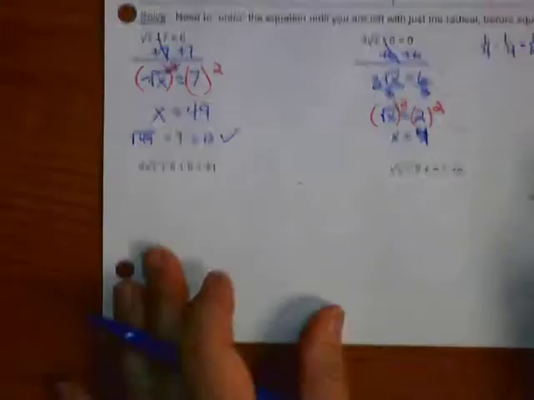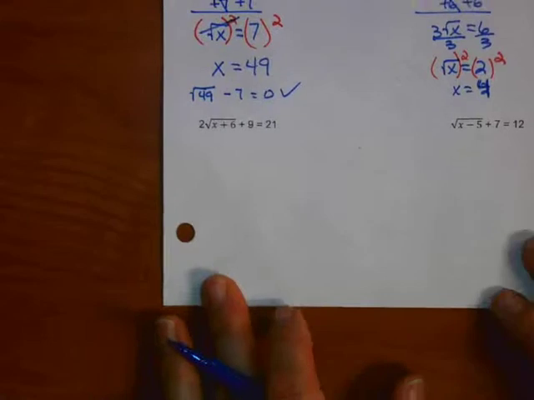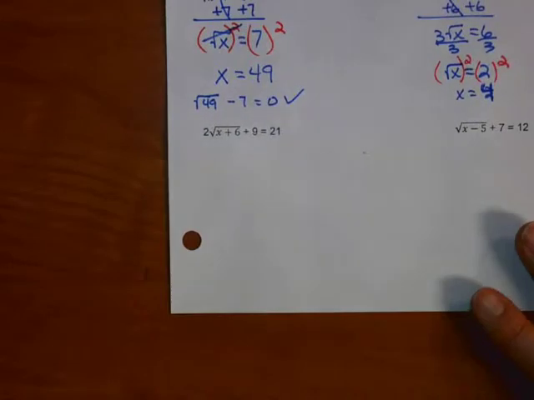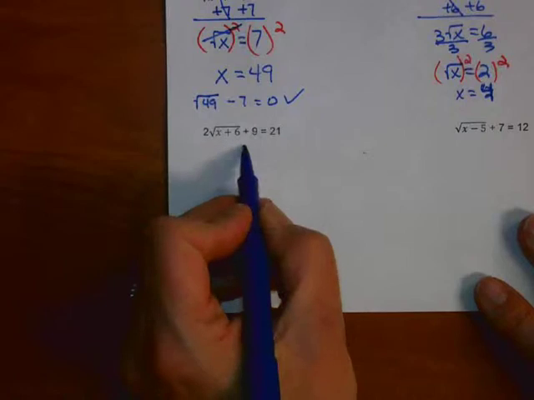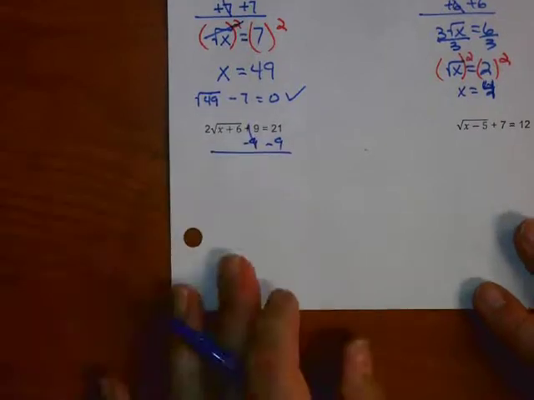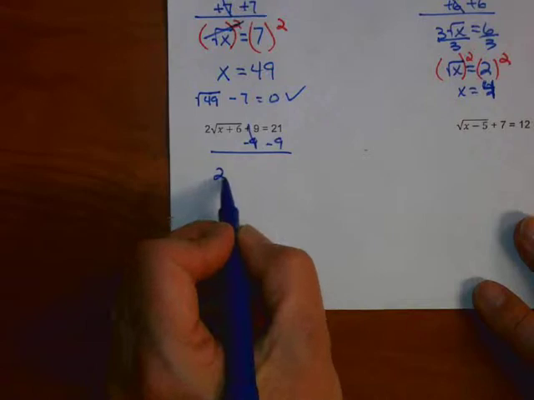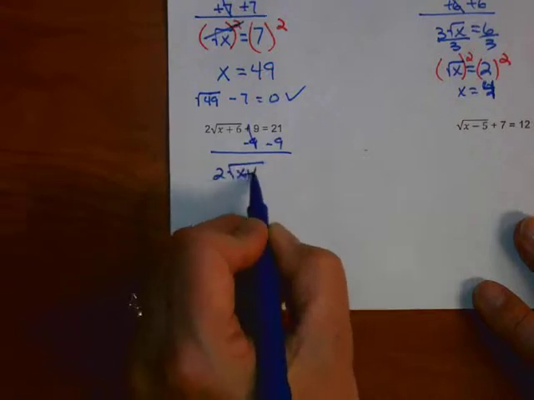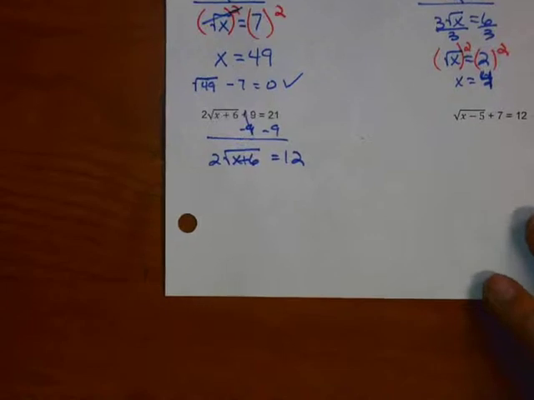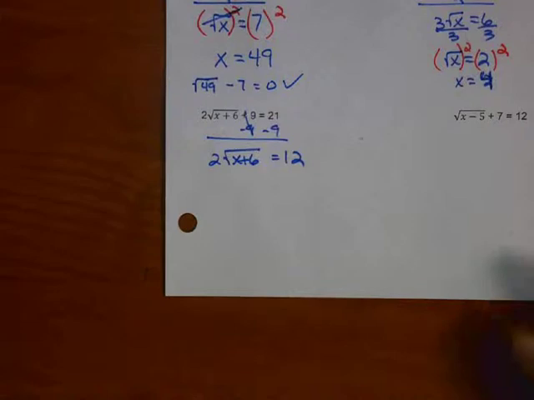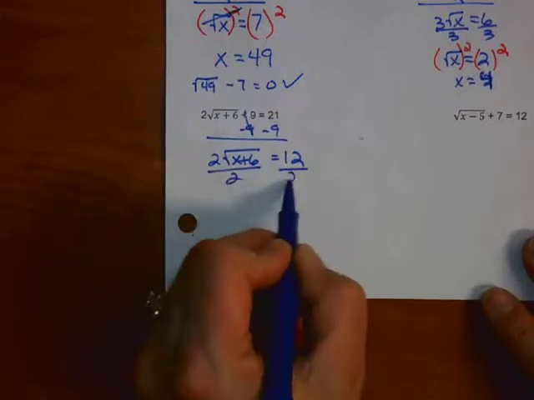Okay? All right. This one is a little longer, but it's just more steps, just taking it apart. So I'm going to subtract 9, just like solving a regular equation. What else is still outside of the radical? The 2. So I got to get rid of the 2.